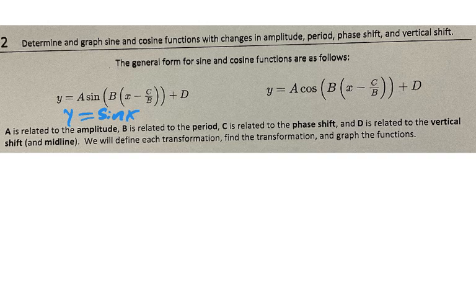I want to write that somewhere. That's a great note. B affects the period. B is not the period. What is the period of sine and cosine? 2 pi. It's 2 pi.